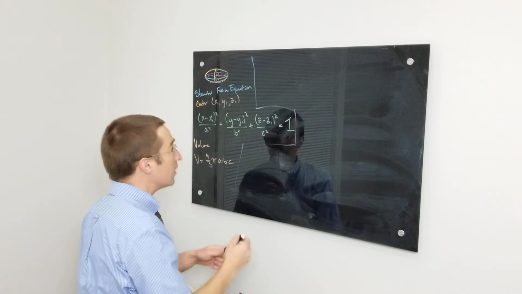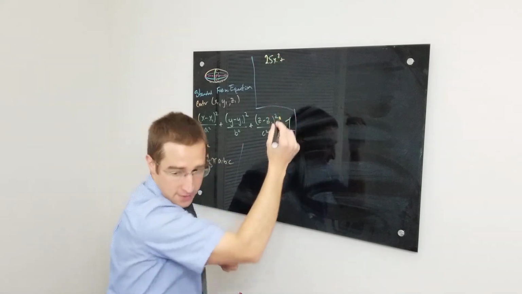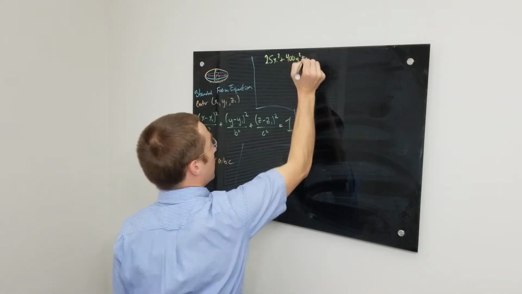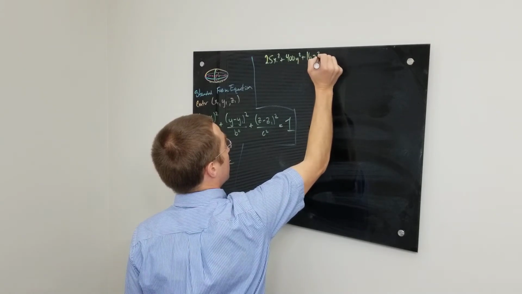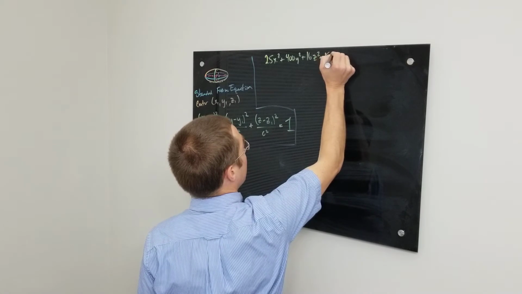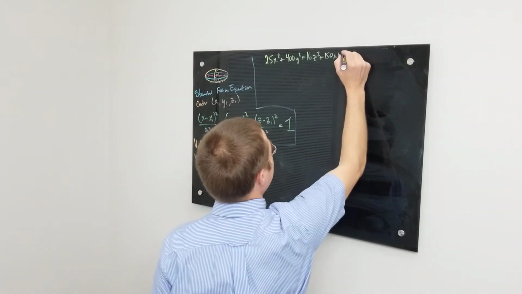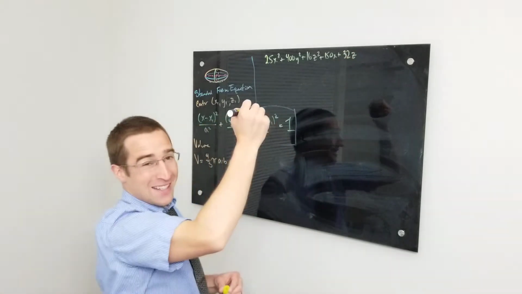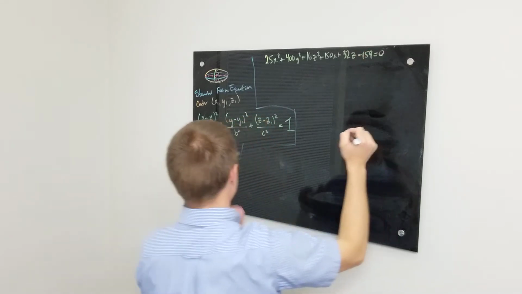So 25x squared plus 400y squared plus 16z squared plus 150x plus 32z minus 159 equals 0. I almost said plus, but it's a minus.